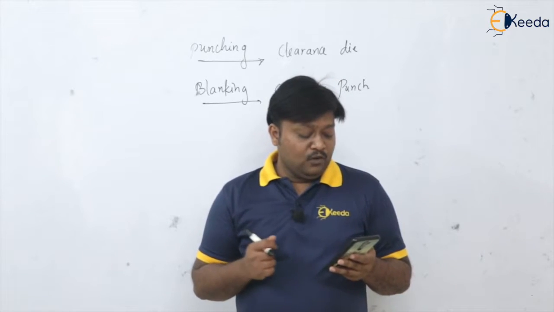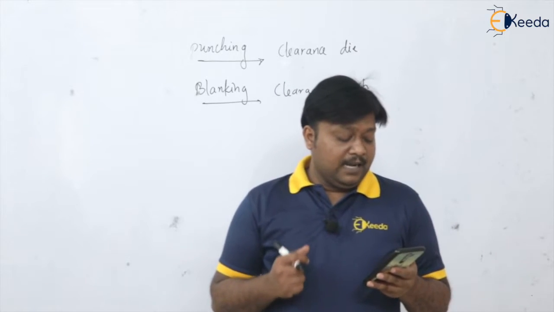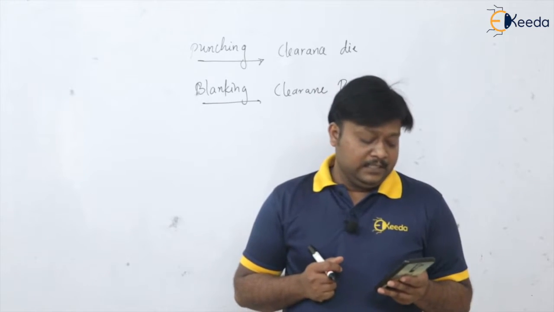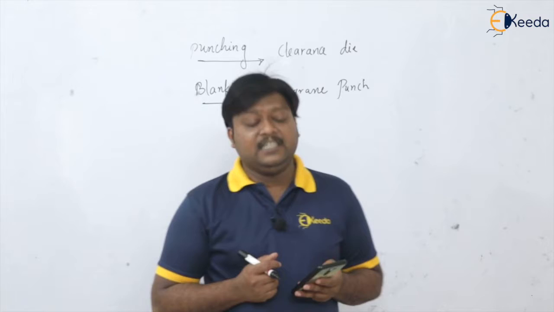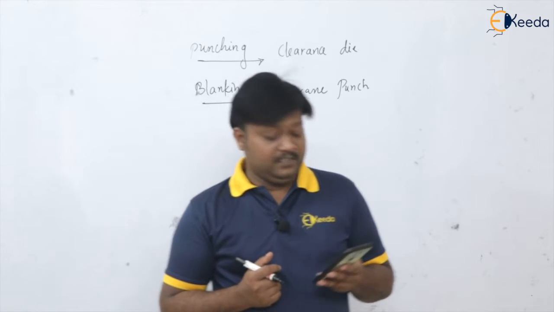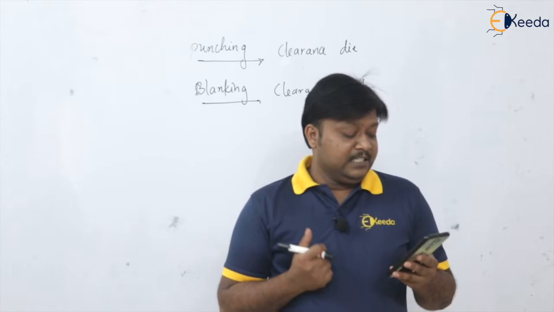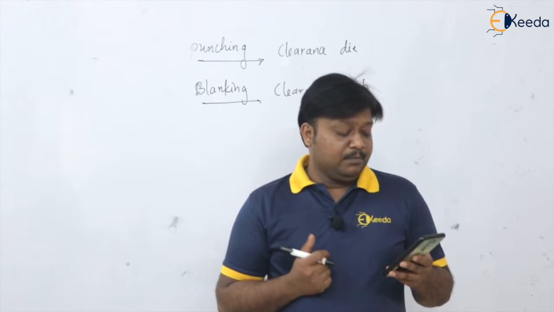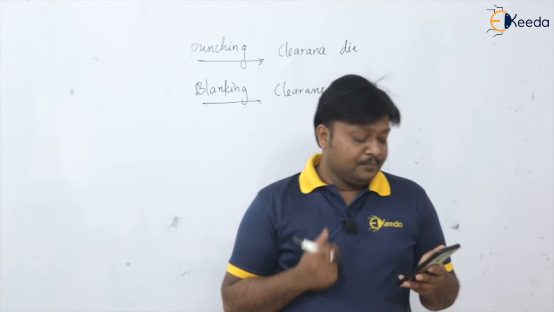Next, in deep drawing of sheets, the value of limiting draw ratio depends upon. See, this limiting draw ratio definitely depends upon the yield strength of the material. So let us see the options. Percentage elongation of the sheet, no. Yield strength of the sheet, type of press used, thickness of the sheet.